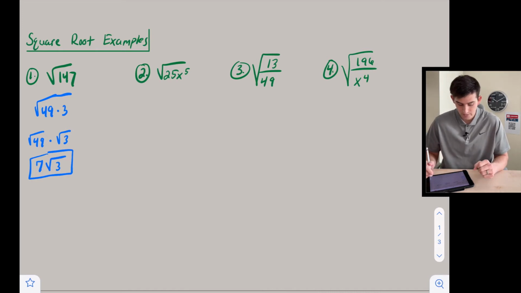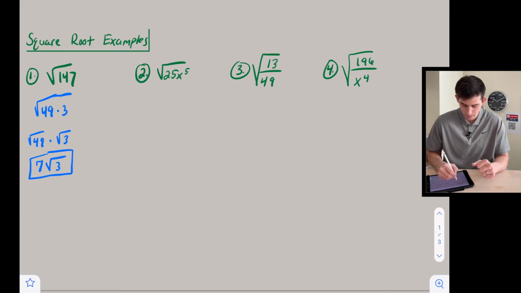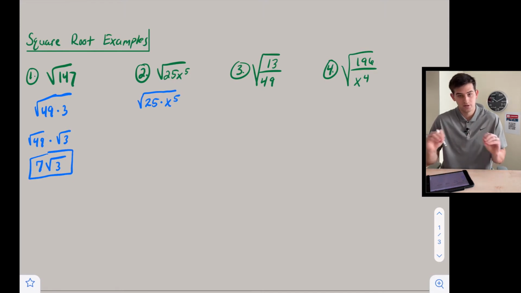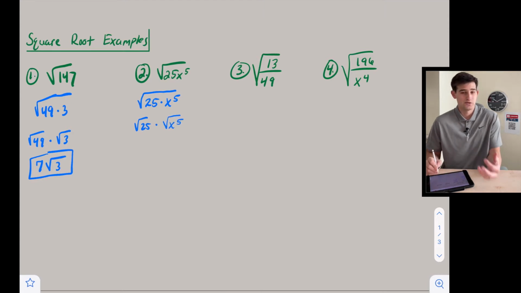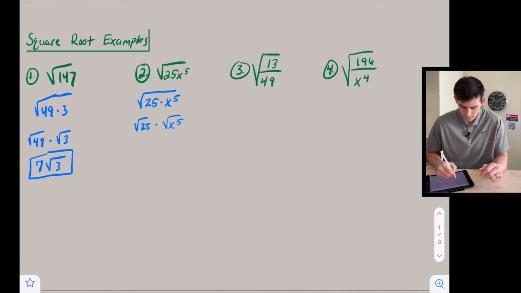All right, number 2, now we have a variable in there, so let's take it step by step. Let's separate it just like we did on number 1. So let's say the square root of 25 times x to the 5th. Now let's separate those: the square root of 25 times the square root of x to the 5th. The square root of 25 is a perfect square, and that's going to give me 5.